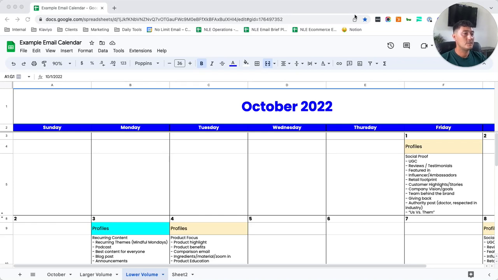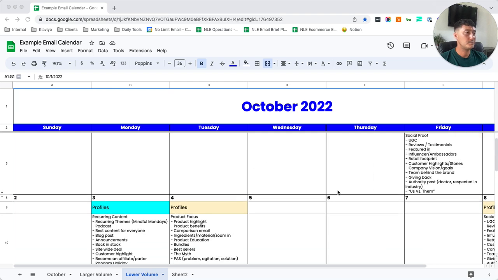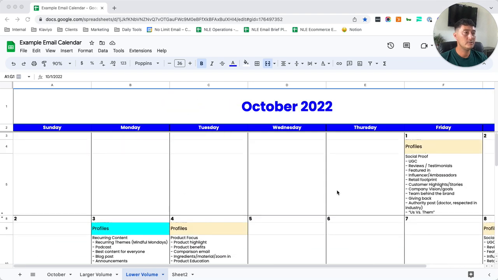Okay, let us look at campaign planning. Everybody hates this because they're kind of like, how many emails do I send out? What am I sending out? How do I spread out different types of topics? Who should I be targeting? There's so many questions when it comes to campaign planning.